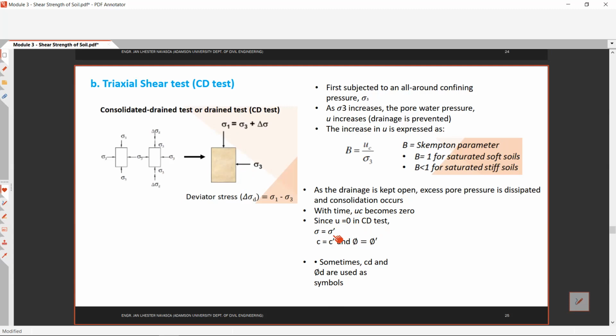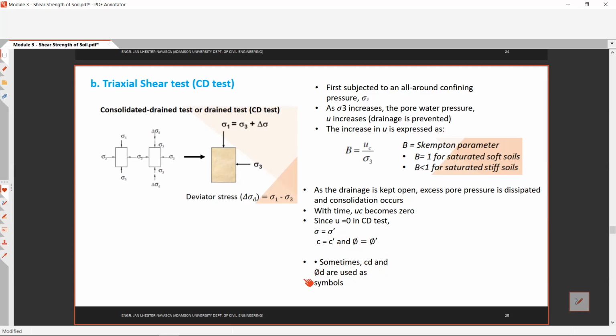Your phi is equal to phi prime. Sigma is equal to sigma prime. And your cohesion is equal to C prime. And your phi is equal to phi prime then. So sometimes the C sub D and phi sub D are used as symbols for cohesion and angle of friction.